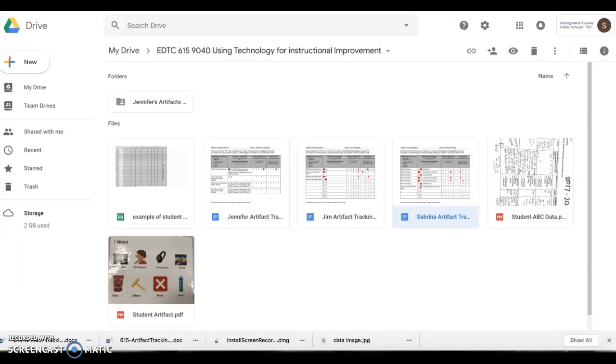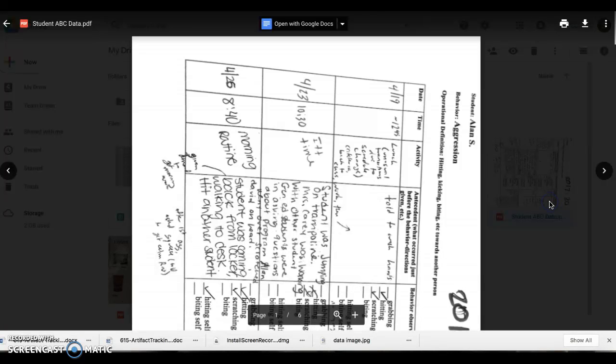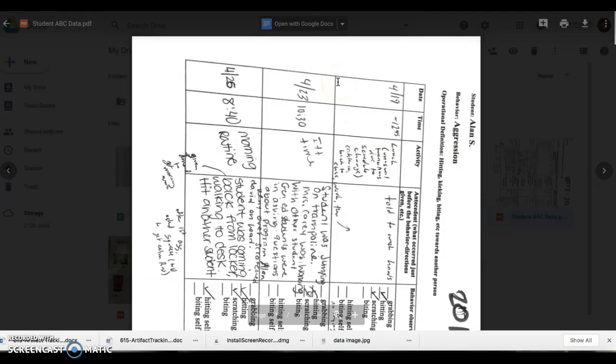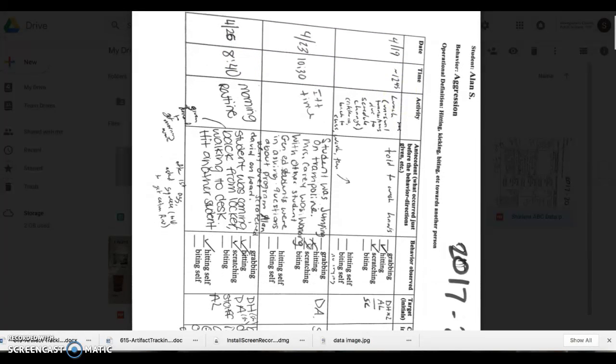The other artifact that I brought was ABC data, and this is where you take really in-depth data, even more so than the behavior data you saw in my first graph, where it literally could be minute by minute, hour by hour, day by day, and you can see the dates and times over here. And what it does is it just breaks it down so that we can really assess where the student is at that given moment when the behavior occurs.